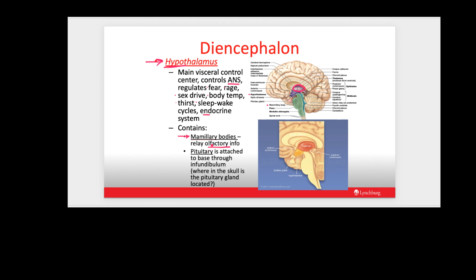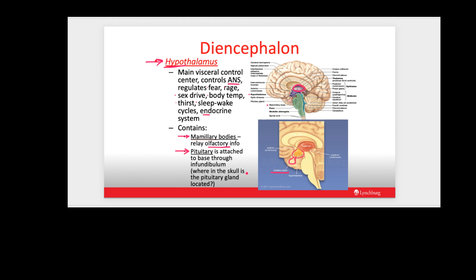So olfactory is smell. So we have olfactory information that's coming from the nose. It's going to travel to the mammillary bodies and then relay that information to the olfactory cortex in the temporal lobe. We also have the pituitary gland that is located kind of hanging off the bottom of the hypothalamus. So this is pituitary gland here, this is hypothalamus here, and then pituitary gland would be hanging off the infundibulum, which is basically kind of the stalk that hangs down, and we've got pituitary gland, anterior and posterior pituitary gland.